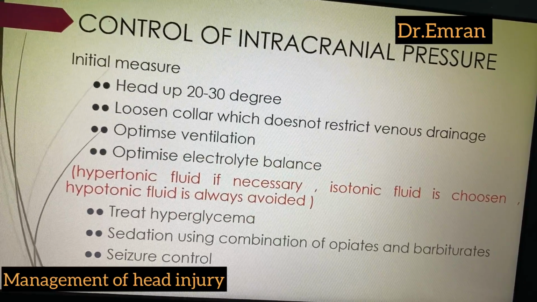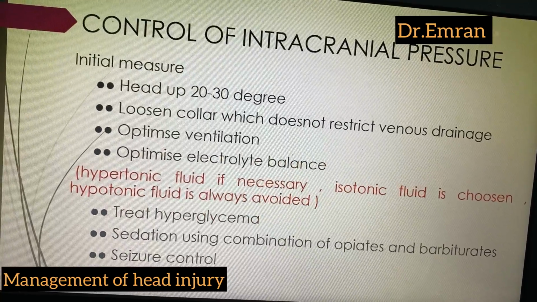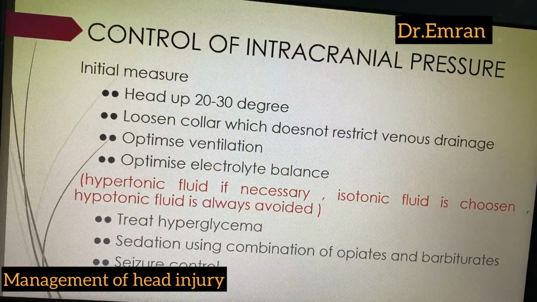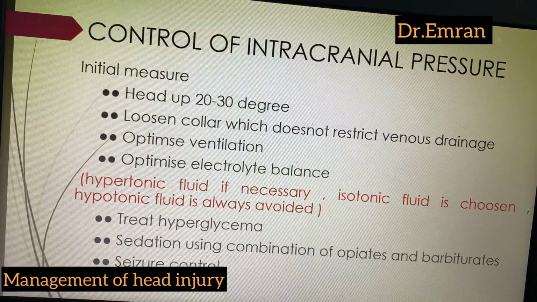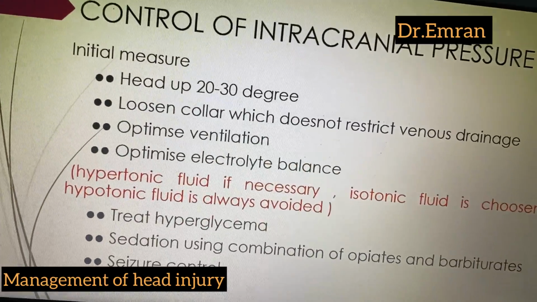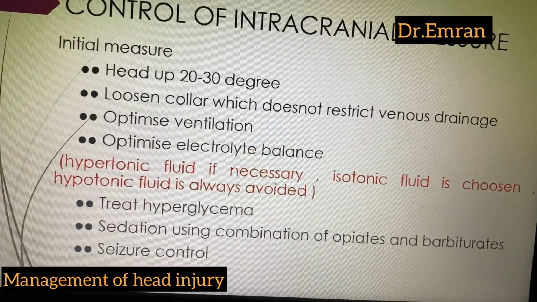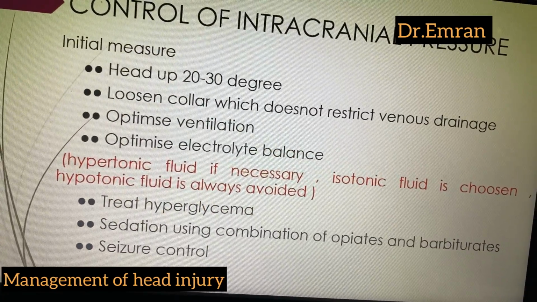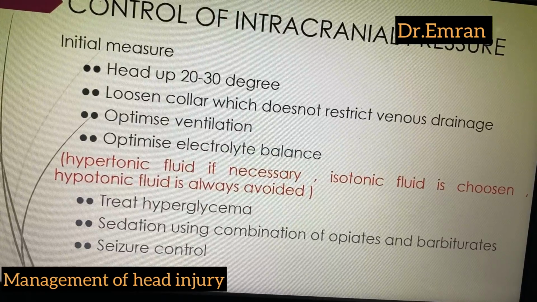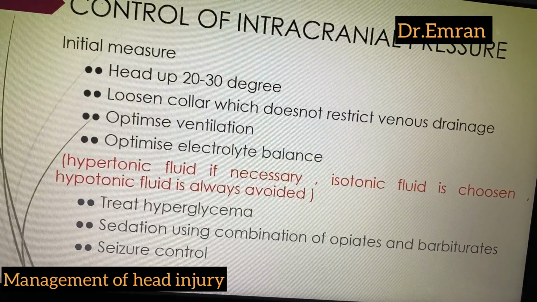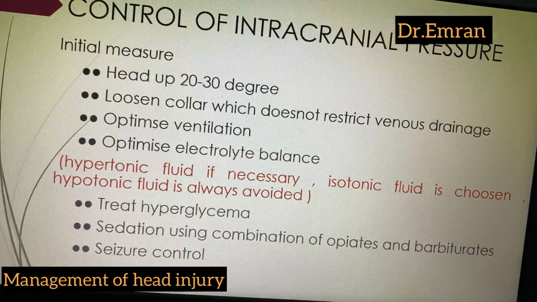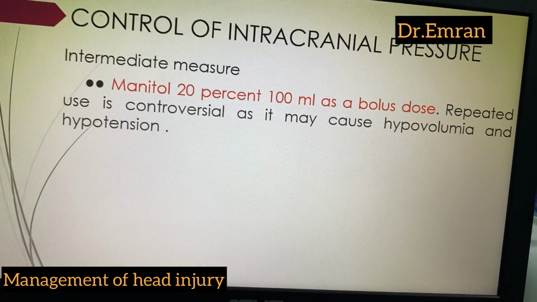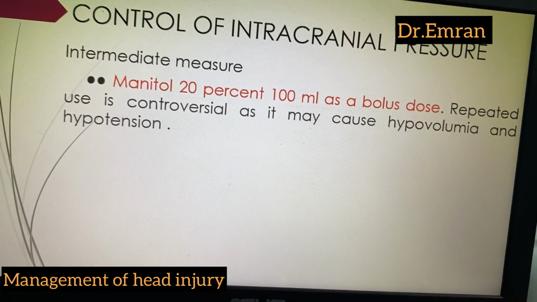And now I am telling how to control intracranial pressure. Previously I have said the importance of controlling intracranial pressure. Now I am telling the measures. Initial measures are as follows: head up 20 to 30 degrees, loosen the collar so it doesn't restrict venous drainage, optimize ventilation, optimize electrolyte balance, treat hyperglycemia, sedation by opioids and barbiturates, and seizure control. Intermediate measure: mannitol 20%, 100 ml as a bolus dose.